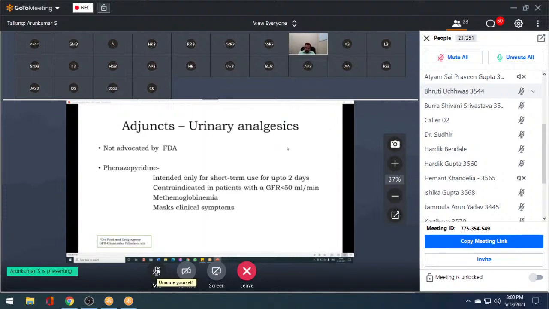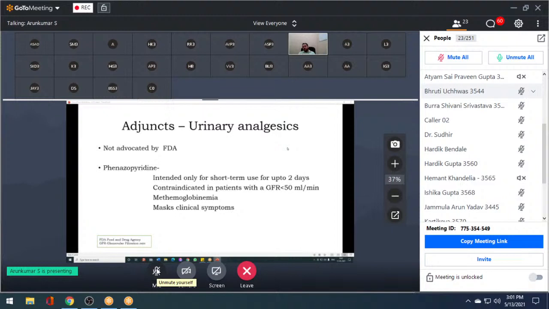Apart from this, the other class of adjunct therapy would be the urinary analgesics. It is not advocated by the FDA. As the name suggests, they are analgesics. They just reduce the discomfort that the patients have. They can be used for short-term therapy in those with near-normal renal function. However, phenazopyridine can cause methemoglobinemia in predisposed individuals. That has to be remembered.